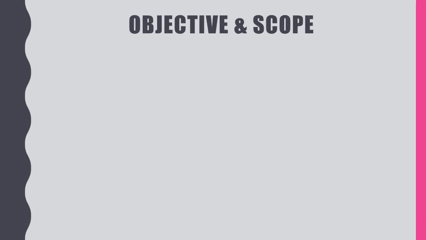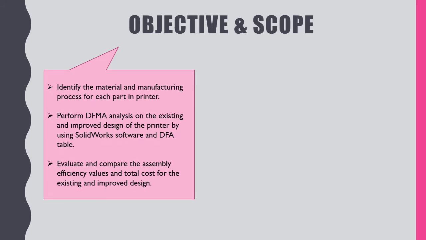So, the objective and scope of this project. The objective of this project is to identify the material and manufacturing process for each part in the printer, to perform the DFMA analysis on the existing and improved design of the printer by using SolidWorks software and the DFA table, and to evaluate and compare the assembly efficiency value and total cost for the existing and improved design.